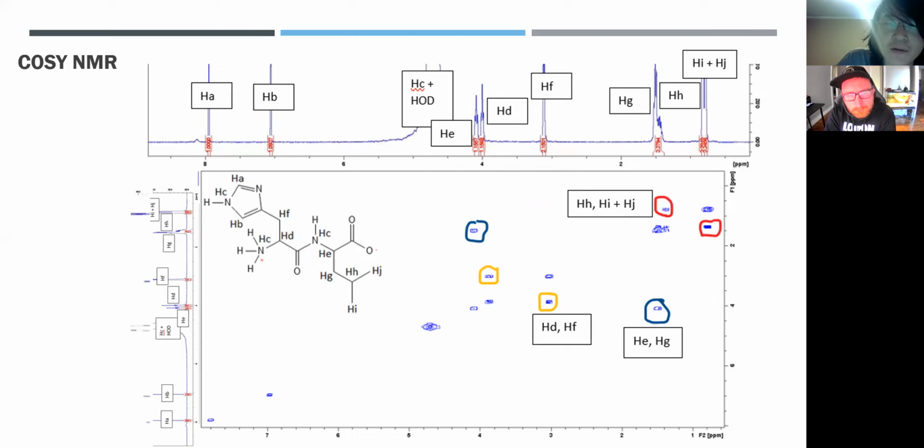So we got HE and HD, and we figured out HE is the more downfield peak, because HE interacts with HG, as seen circled in blue, while HD interacts with HF, as seen in yellow.